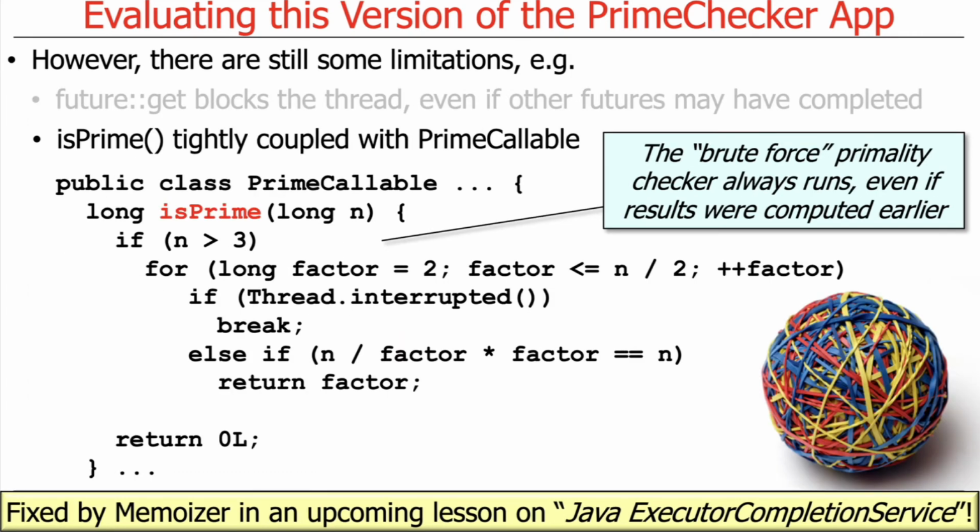And yet another problem that was shared with the earlier executor implementation, we just haven't got around to fixing it yet, is that this brute force method is always used, even if we have computed the results for some randomly generated large prime number candidate earlier. So we may have already checked some big number, but because of the way we've done this code, it always does that computation over again. And we're going to fix that in the next section by using what's called a memoizer. A memoizer is a very cool data structure that basically caches results.